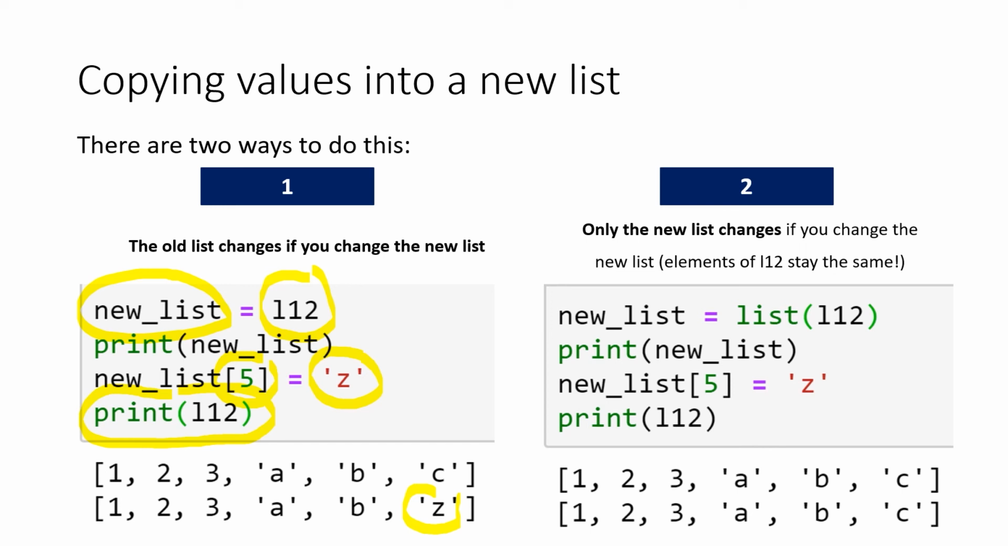If you don't want that to happen, you can choose option number 2, where you apply the list function to our L12 list first. And after that, we do the same process. We change index number 5 to Z, so C to Z. But in the end, if we print out L12, we can see that the old list is still the same.